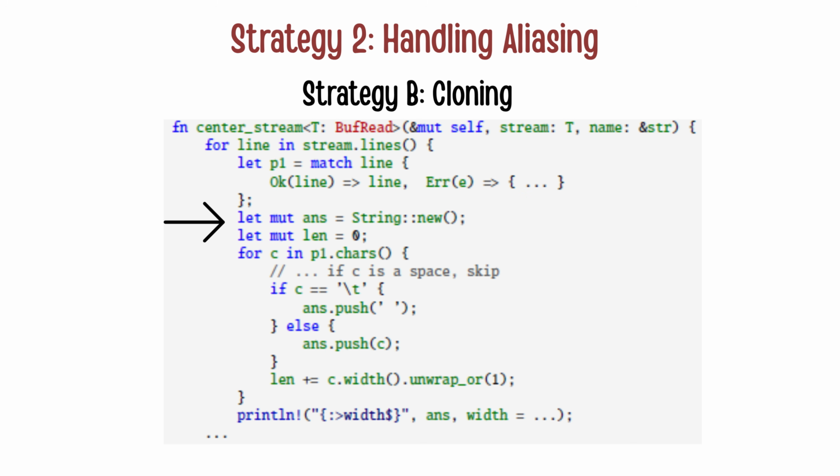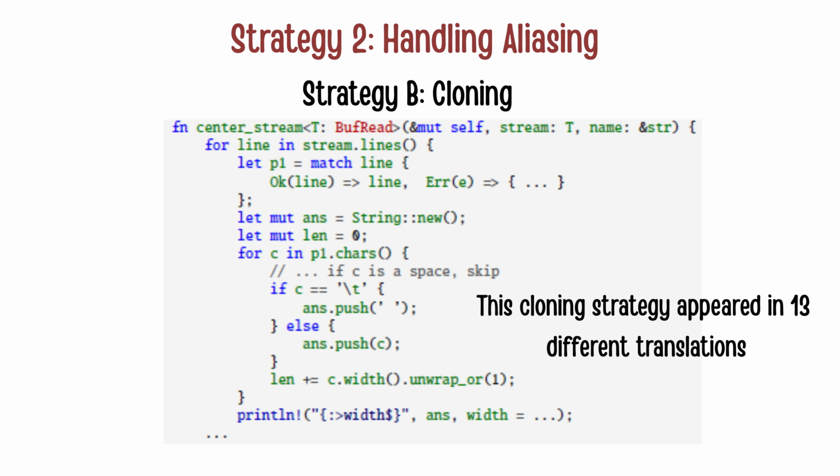The original object remained read only. All modifications were applied to the clone copy. Later, the program continued using the modified version. By separating reads and writes into different objects, the Rust compiler was perfectly satisfied. This cloning strategy appeared in 13 different translations. Although cloning introduces additional memory usage, it avoids runtime borrow checking while keeping the code fully safe.